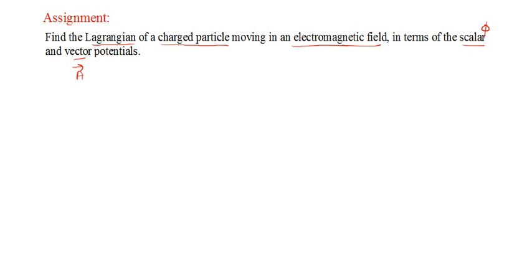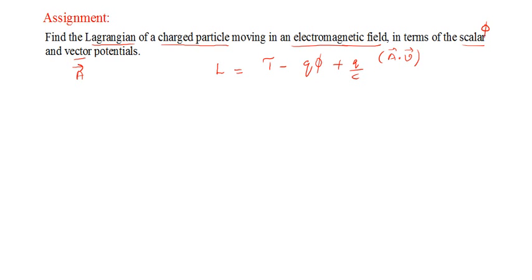I'm giving you the answer for this one. The Lagrangian of the system will be equal to T minus Q phi plus Q by C into A dot V, where T is the kinetic energy, phi is the scalar potential of the field, vector A is the vector potential of the field, V is the velocity with which the charged particle is moving, and Q is the charge of the particle. So it is of the form T minus V, and this particular entire thing will be nothing but the potential energy term.